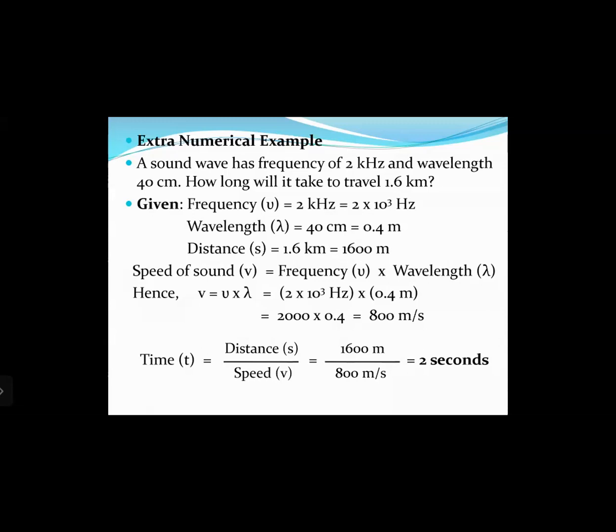We know speed of sound is frequency into wavelength, right? So we can write v equals nu into lambda, that is 2 into 10 raised to 3 multiplied by 0.4, which is 800 meters per second. So here we have calculated what? The velocity first. And from velocity, we'll calculate time. We know time is distance upon speed, that is 1600 divided by 800, which is equal to 2 seconds, right?